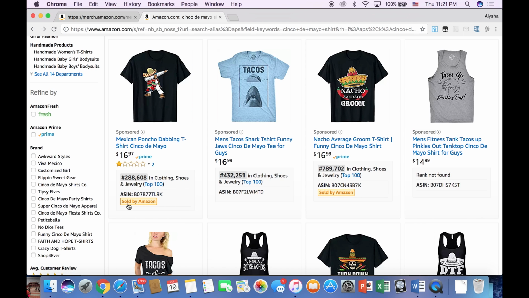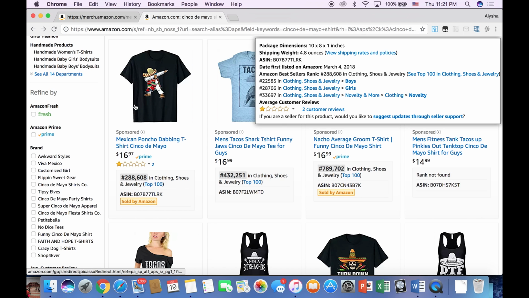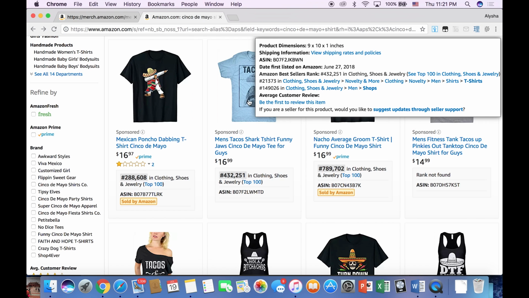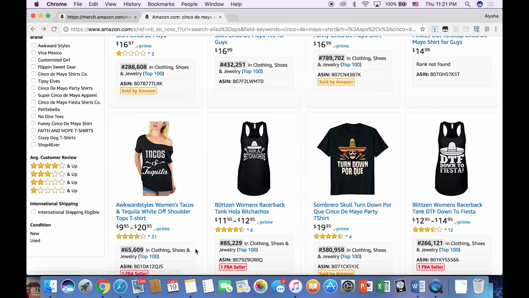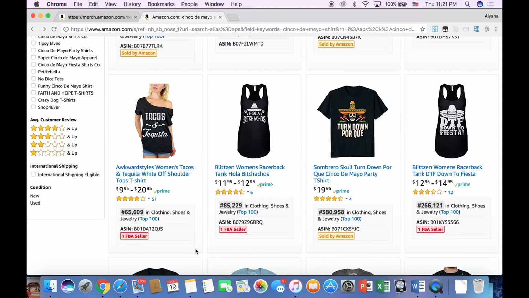So what I noticed is where it says sold by Amazon, this is most likely an Amazon merch t-shirt. This one over here, you can even see this little tag where my mouse is. It does not look like it's Amazon merch. It's definitely a third party. These are all sponsored posts, so I'm going to go ahead and skip over that. I like to focus on the t-shirts that have this right here, sold by Amazon.